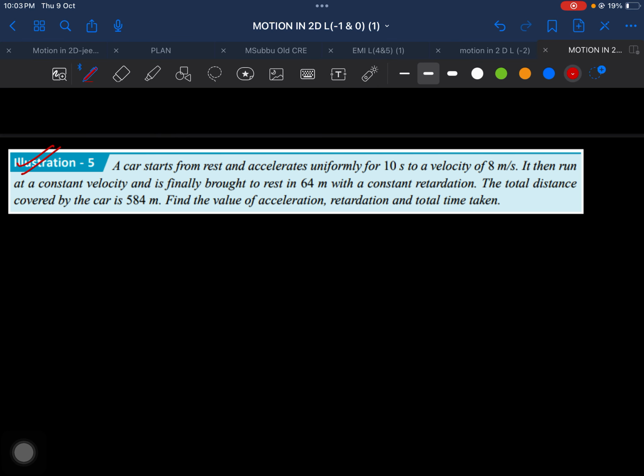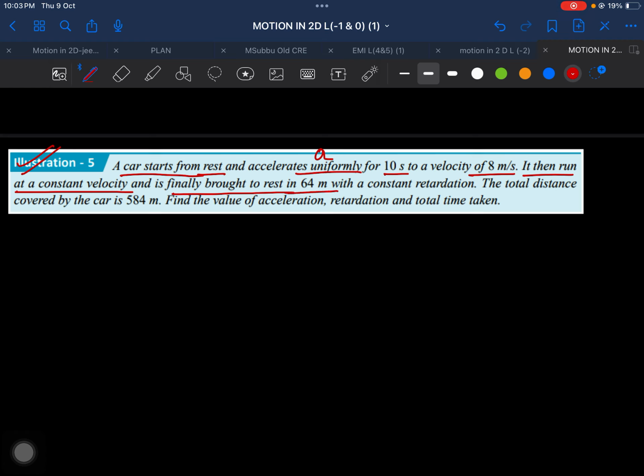Now let us proceed to one more numerical based on the same concept. Here we have a car. It starts from rest and accelerates uniformly, means acceleration is constant, for 10 seconds to a velocity of 8 meter per second. It then runs at a constant velocity and is finally brought to rest in 64 meter.